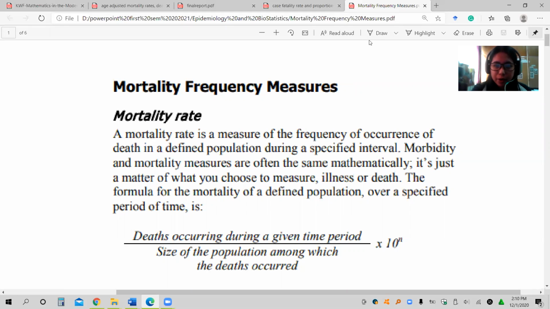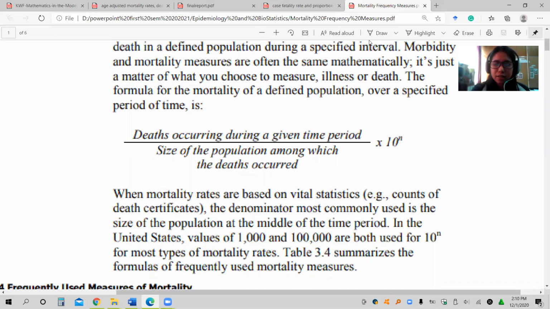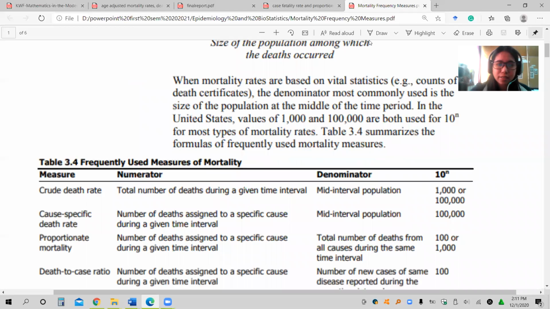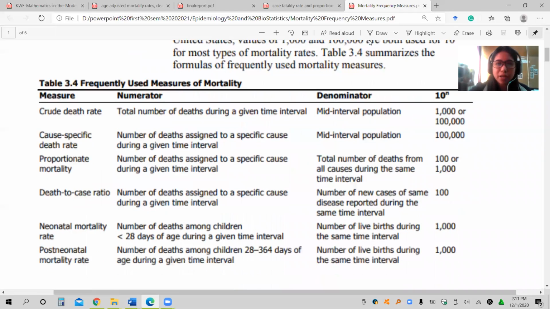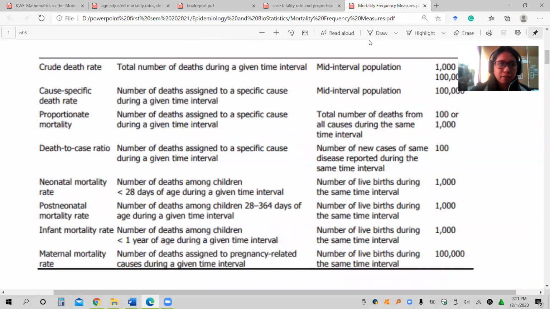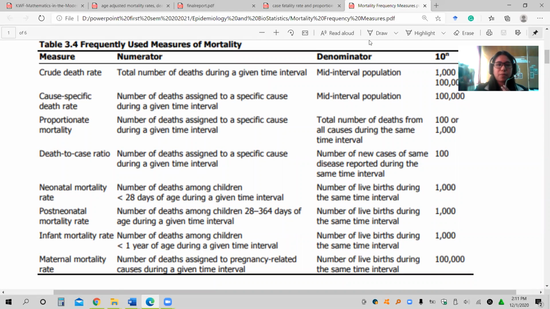So we have here the formula for the mortality. So it is deaths occurring during a given time period divided by the size of population among which the deaths occurred multiplied by 10 raised to n. And this is the list of the frequently used measures of mortality. So we actually have crude death rate, cause specific death rate, proportionate mortality, death to case ratio, neonatal mortality rate, post-neonatal mortality rate, infant mortality rate, and maternal mortality rate.